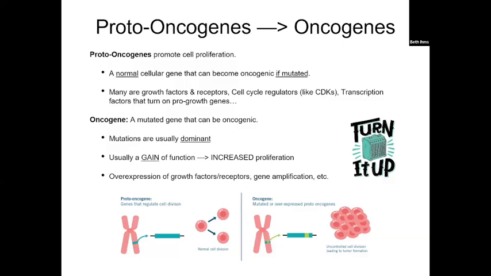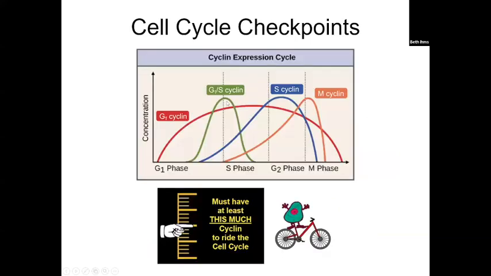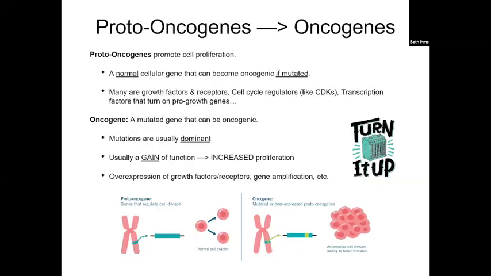It's mutated. A lot of these are growth factors or growth factor receptors. Some of them are cell cycle regulators, like cyclin-dependent kinases. So if this is mutated and your cyclin-dependent kinases are always on, that means they're always phosphorylating cyclins, and these levels are always up. And so the cell is just like boom, boom, boom. I can fly through every checkpoint with no stops.